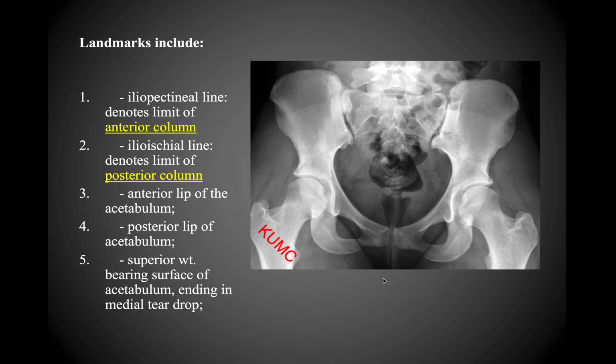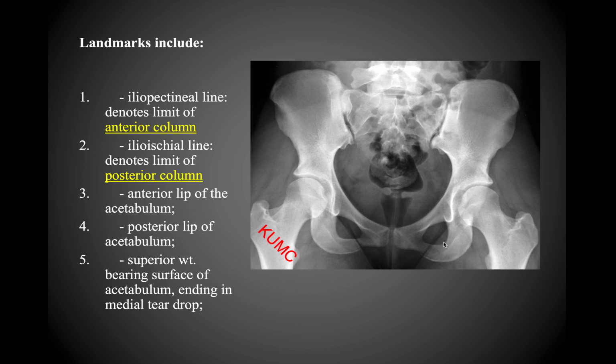So some landmarks that you want to be aware of when you're looking at the bony pelvis include the iliopectineal line. So remember, that's going to be this line coming around this way. And that's going to denote the limit of what's called the anterior column, whereas the ilioischial line is going to be forming the posterior column.